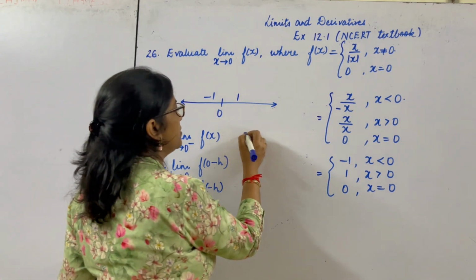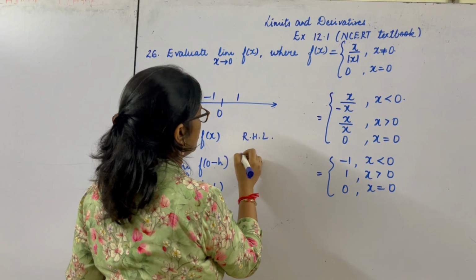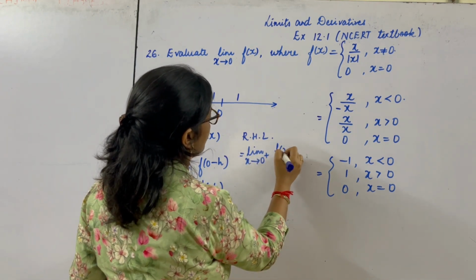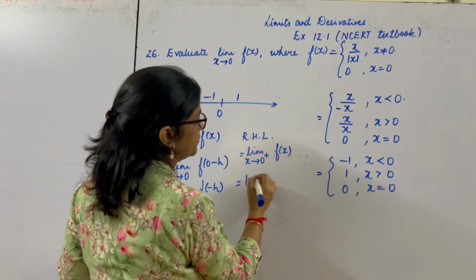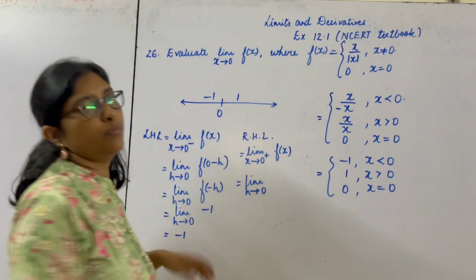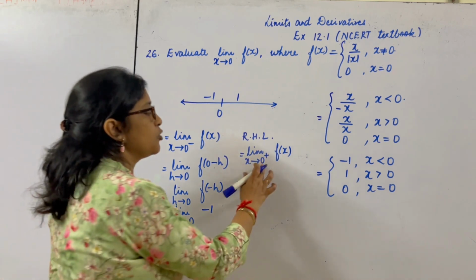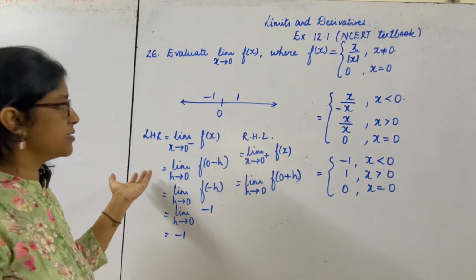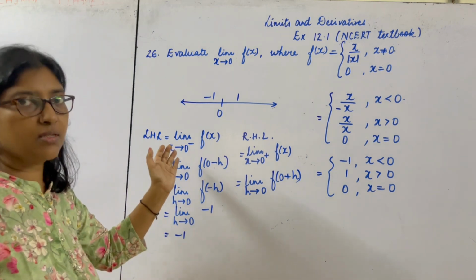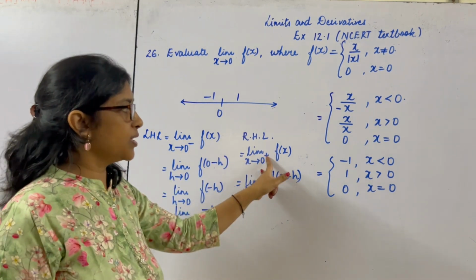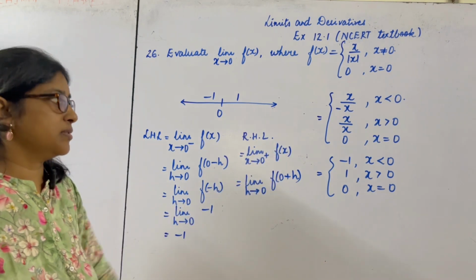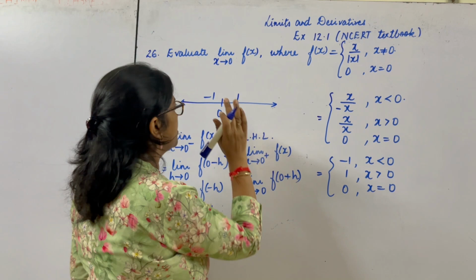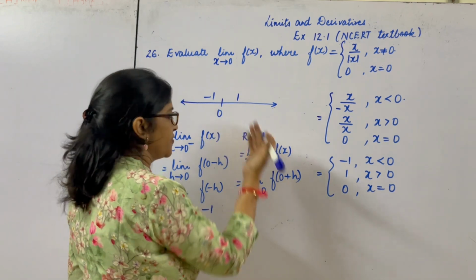And the right hand limit, same way like the earlier question, x tends to 0 plus of f(x), and converting it to h, because we have 0 plus, it will become 0 plus h. If you have 0 minus, it will become 0 minus h. If it is 1 minus, it will become 1 minus h. If it is 1 plus, it's going to become 1 plus h. You just have to write h with it. Okay, so taking 0 plus h, the function bigger than 0 is 1.